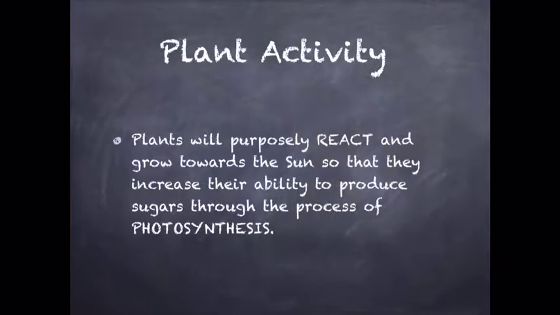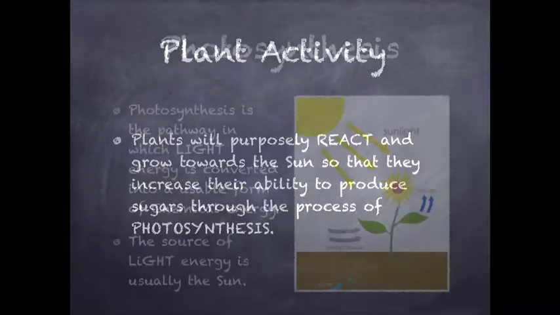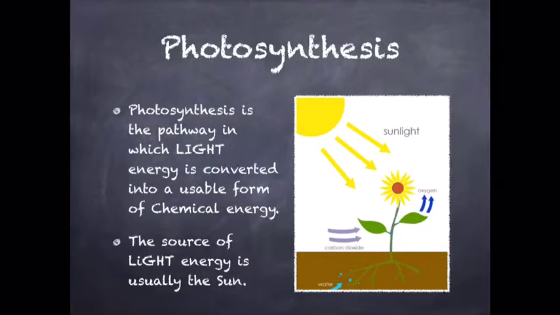Okay, plant activity. Plants will purposely react and grow towards the sun so that they can increase their ability to produce sugars through the process of photosynthesis. Photosynthesis is the pathway by which light energy is converted into a usable form of chemical energy. The source of light energy is usually the sun.